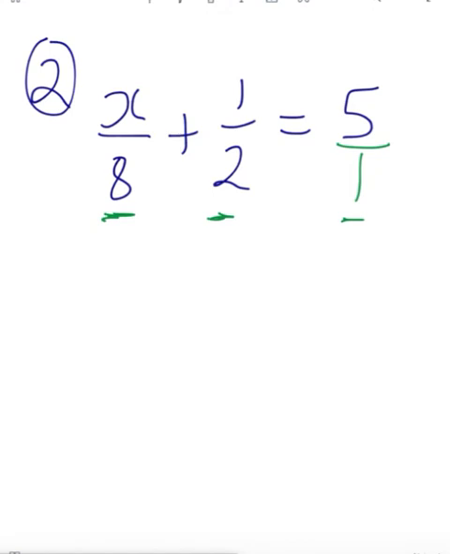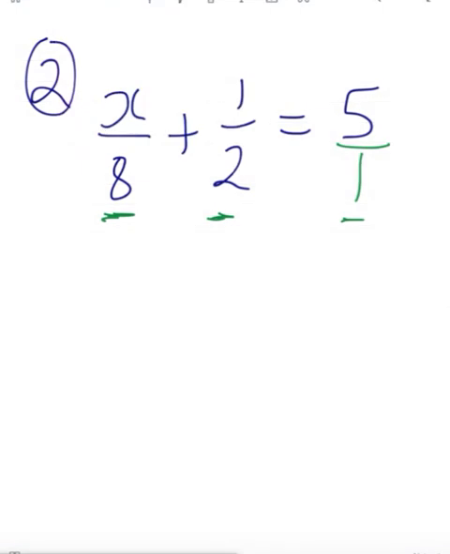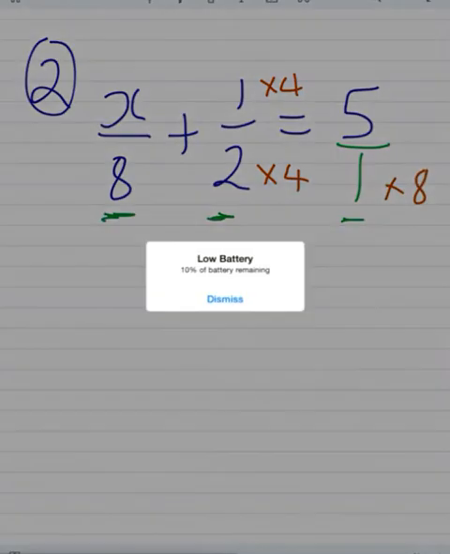So I'm going to make my denominators the same. And remember, what you do to the bottom, you must do to the top. So I'm going to times 2 by 4, and what I do to the bottom, I must do to the top. And on this side, I must do my 5 as well. So times by 8 and times by 8.